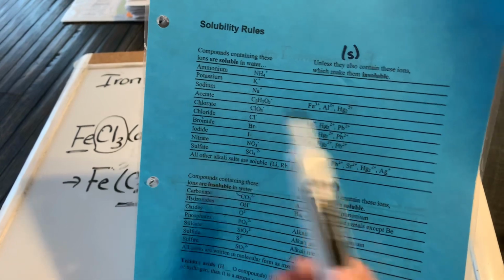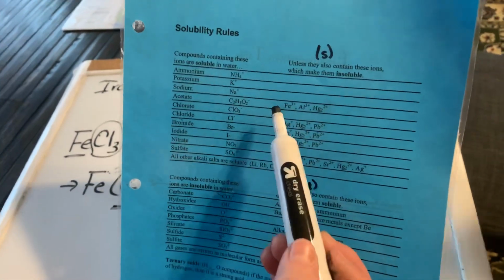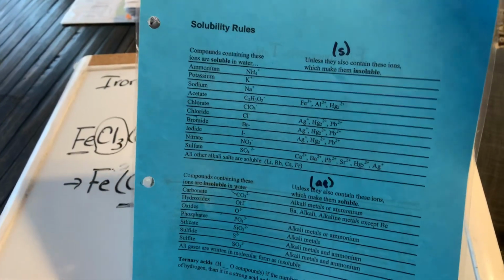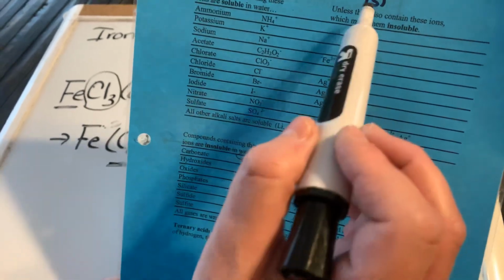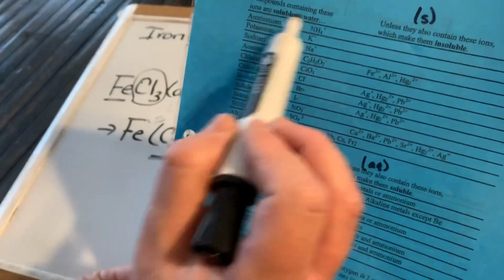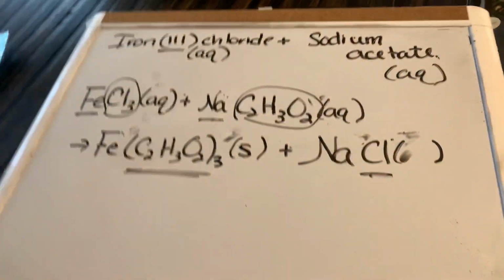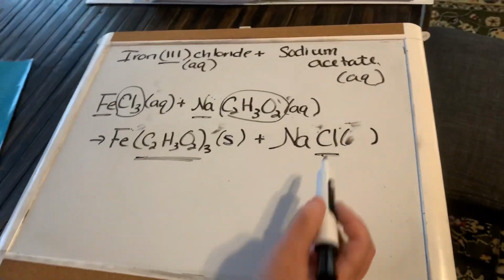And yes, oh no. So we know that we had iron plus 3. So it's a solid. Again, if it's with any of these things here, it's a solid. If it's not, it's aqueous. Okay? So now we're going to look at chlorine.